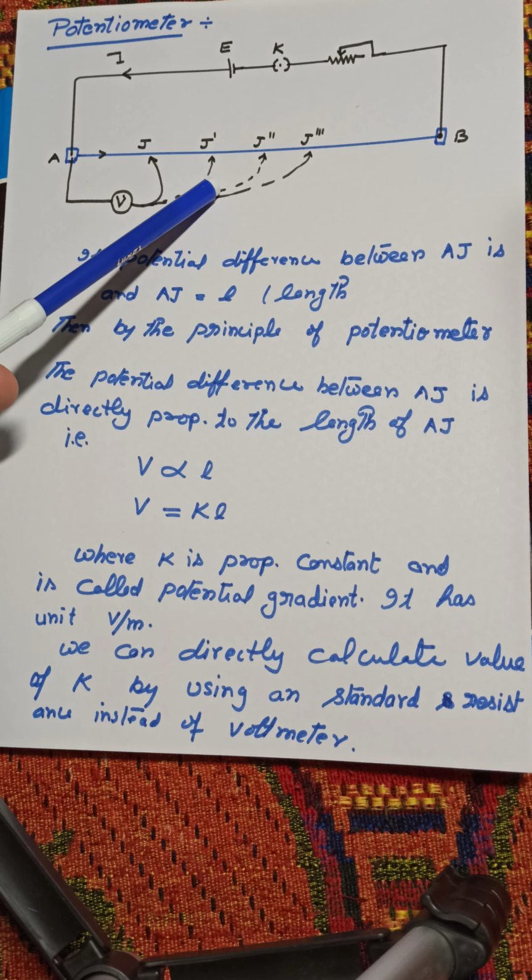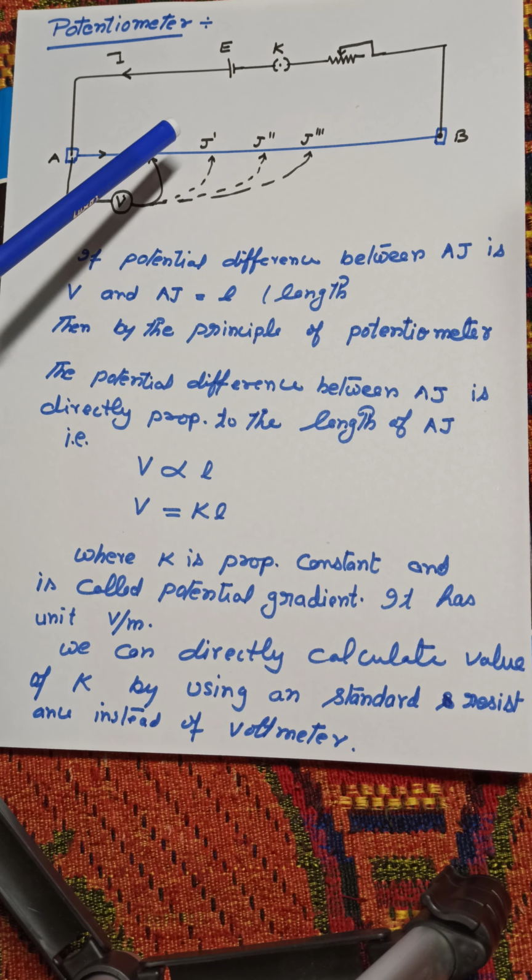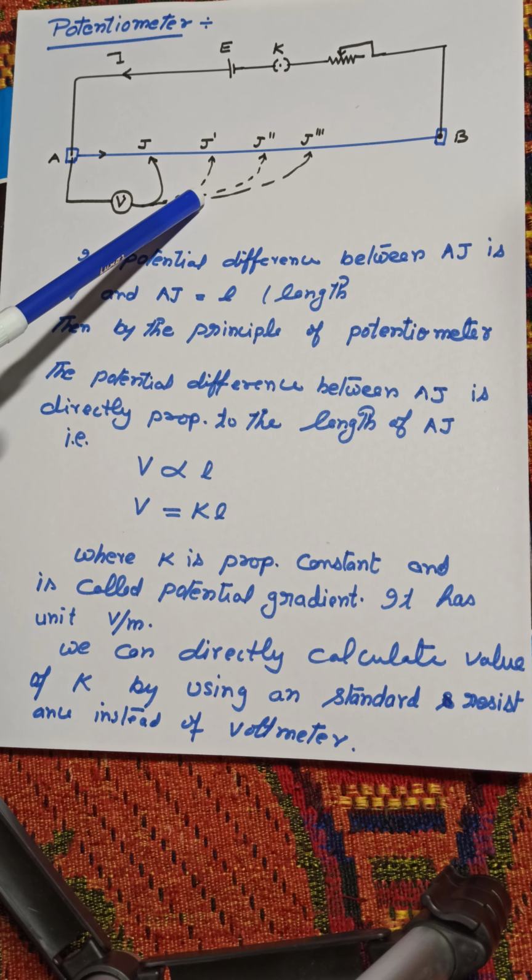And that is the basis of this device, which says that if the wire of the potentiometer is of uniform cross-sectional area and constant current flows through it, then the potential difference across any segment of the wire, which wire? AB wire, is directly proportional to the length of that segment.